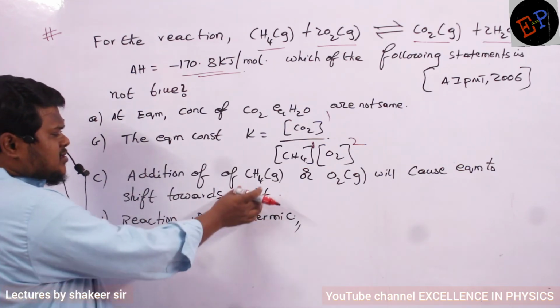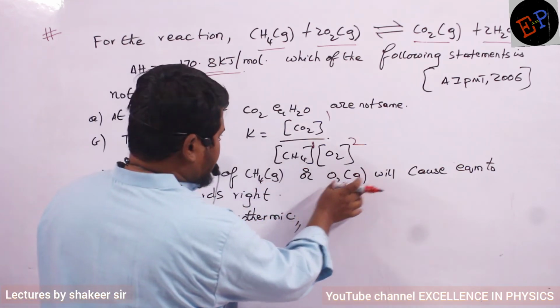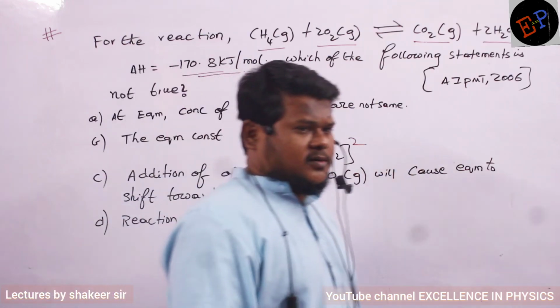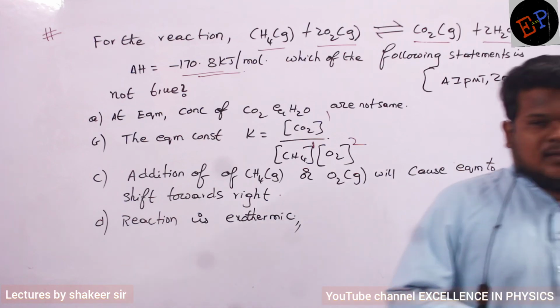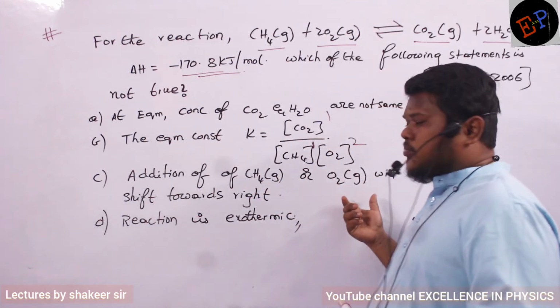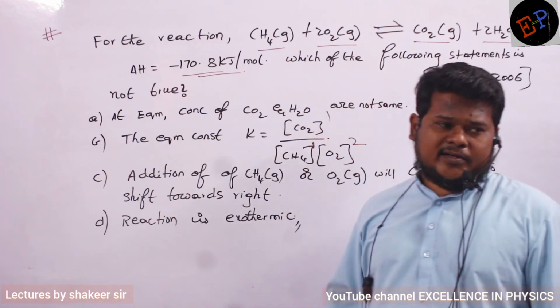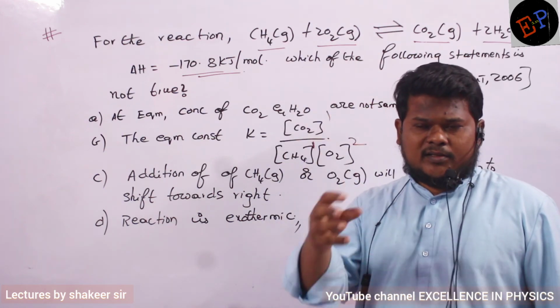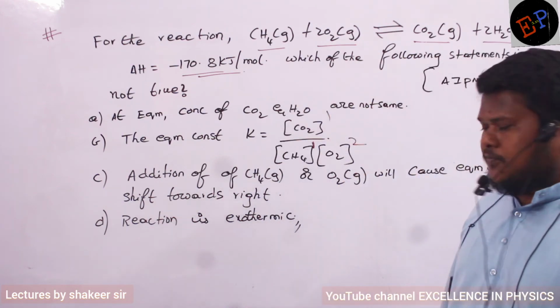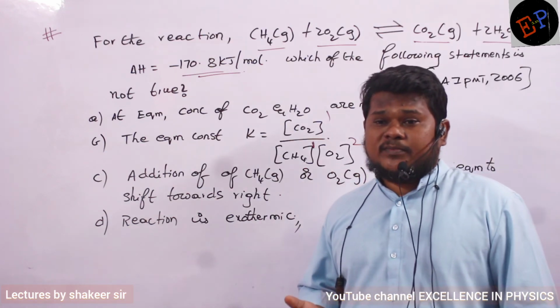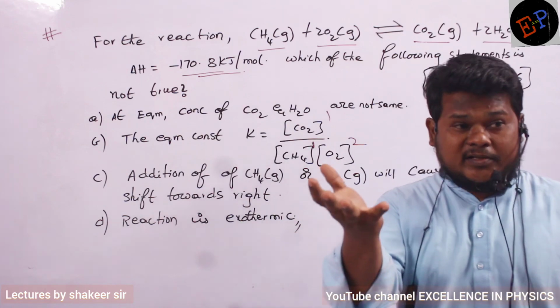Addition of CH4 or O2 will cause equilibrium to shift towards right. Is it correct or not? What are CH4 and O2, reactants or products? Reactants, no? It means you are adding some more reactants. Okay, ma? Into the container, you are pouring some more CH4 and O2. Are you able to understand? So what happens to the concentration of reactants? Concentration of reactants will increase.